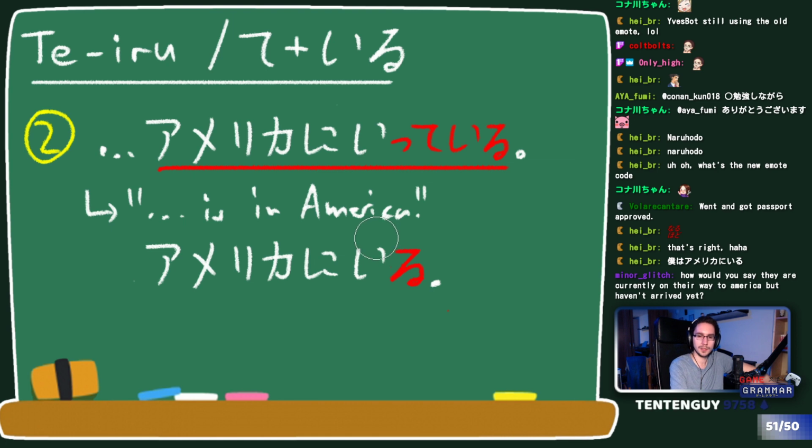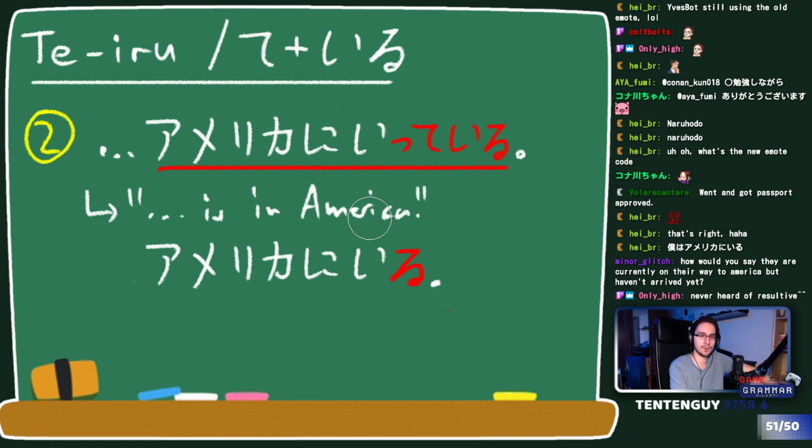How would you say they're currently on their way to America but haven't arrived yet? That's sort of where the tricky part gets started. You can say something like 行く途中で, you know, 行く途中, that means in the middle of going there. It's in the middle of their journey to actually go to America. 行く途中. Yeah, that would be one that works. アメリカに行く途中.